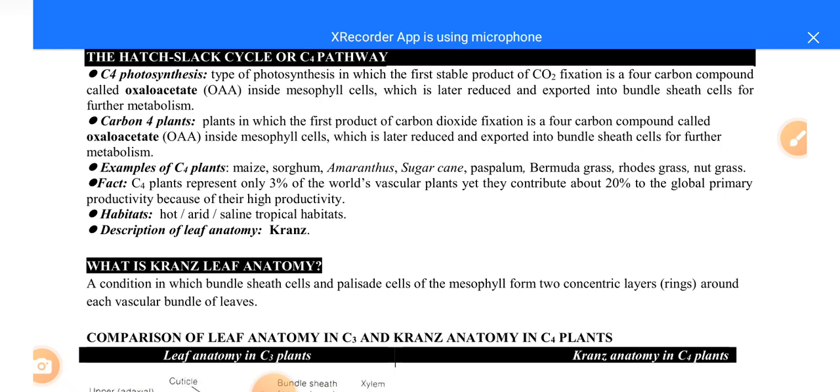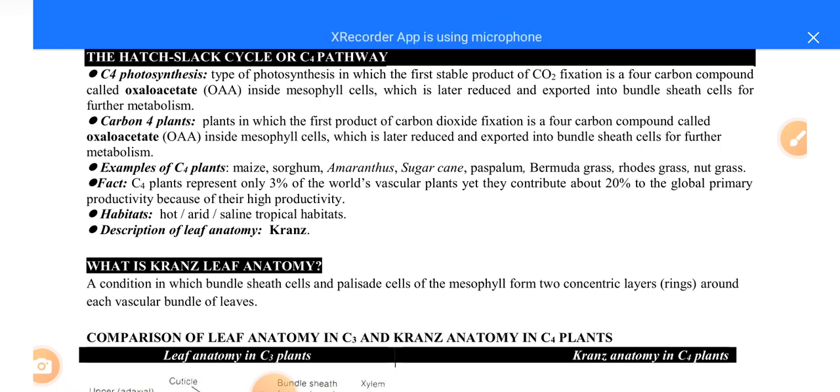Now we are going to look at what we call the Hatch-Slack cycle, or the C4 pathway. We looked at what we call the Calvin cycle, or the C3 plants. Now we are going to look at the C4 plants. We are saying that the carbon 4 plants, or the C4 plants, are those plants in which the first product of carbon dioxide fixation is a 4-carbon compound called oxaloacetate. For the Calvin cycle, or the C3 plant, the first product was a 3-carbon compound.